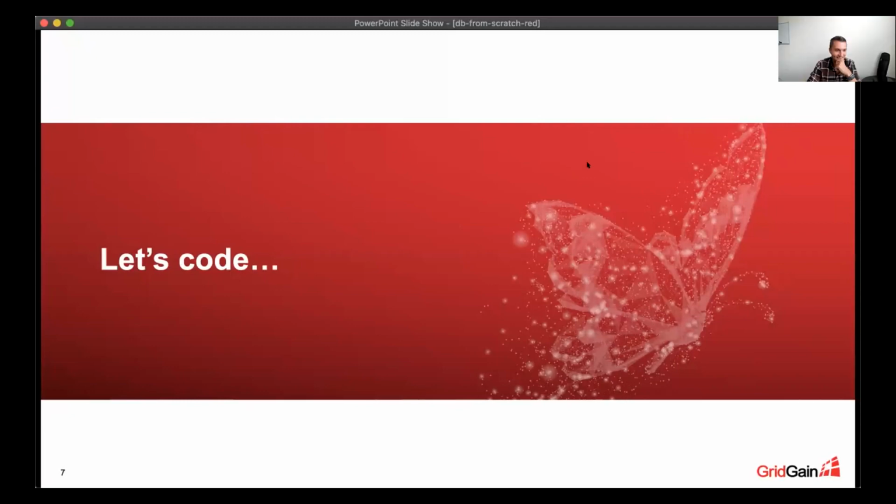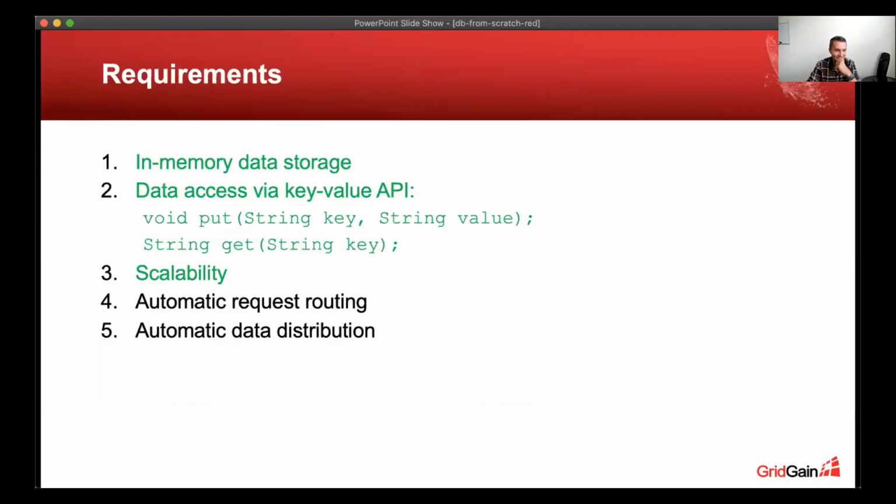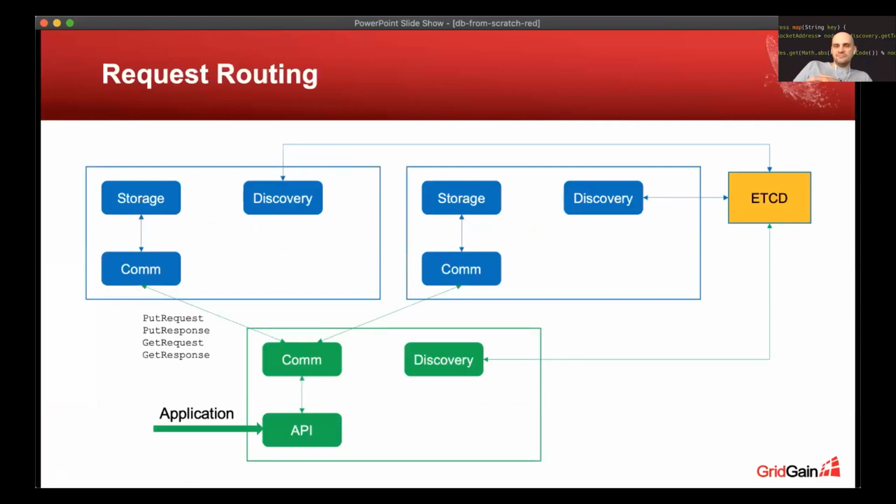No way. All right. So that would be our requirement number 4, right? The automatic request routing. So again, client node currently knows about the server nodes that we have, but if we even take a look at our diagram, we have this discovery component on every single server and client, but it's not used in any way yet, right? And that's what we're going to do now.